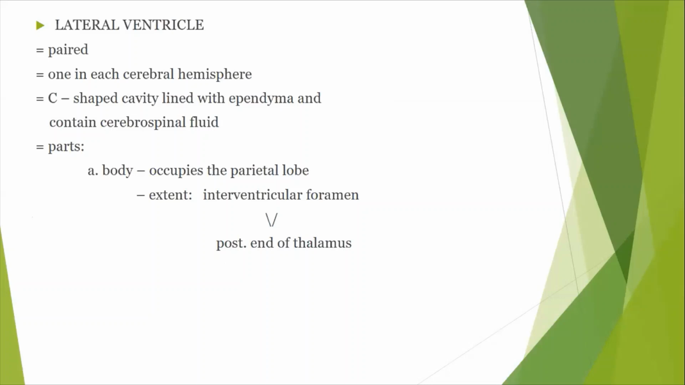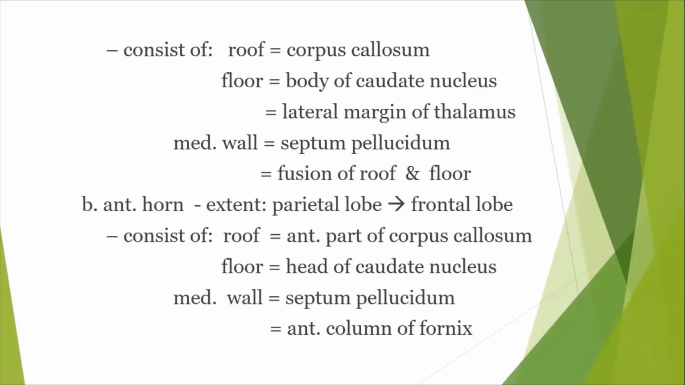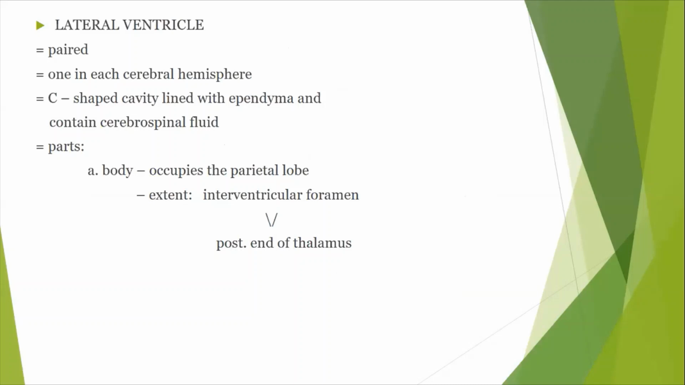You can see that in both hemispheres, so one in each cerebral hemisphere. This is a C-shaped cavity lined with ependyma and contains your cerebrospinal fluid. And if you remember, the lateral ventricle is the largest ventricle, the ventricle which produces the most CSF or cerebrospinal fluid. So it has a body and horns.